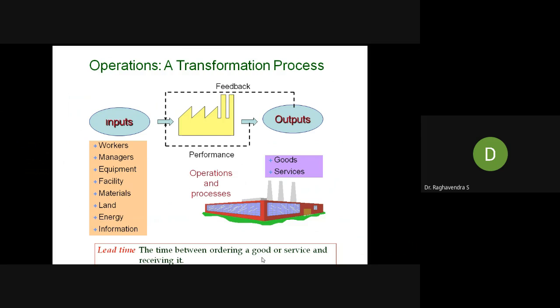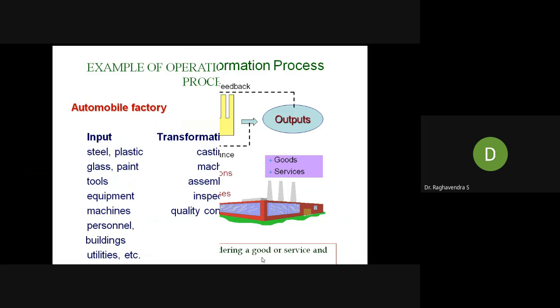Suppose some customer orders some machinery, and this manufacturer will start working on it and finally will deliver it to the customer. This time from the ordering to the delivery is called lead time.